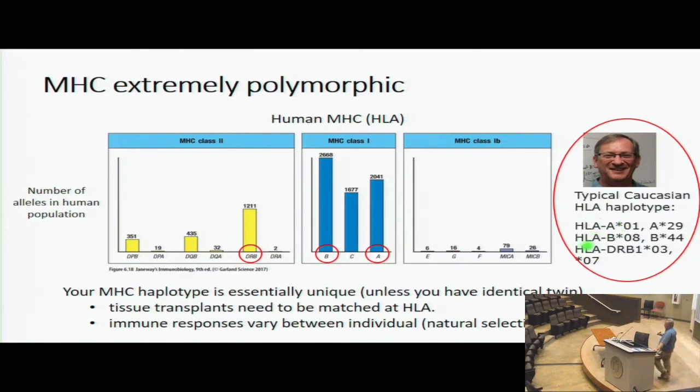I express both B alleles, so HLA-B08 and B44, and then HLA-DR. So A, B, C are the class 1, and DP, DQ, and DR are the class 2 molecules. The important ones I've shown there with the red rings. For the HLA-DR, I express B103. So that's my haplotype. It'll be completely different to yours, and unless you have an identical twin, the particular MHC haplotype you inherit is unique.